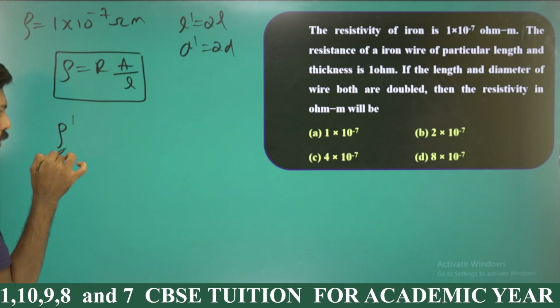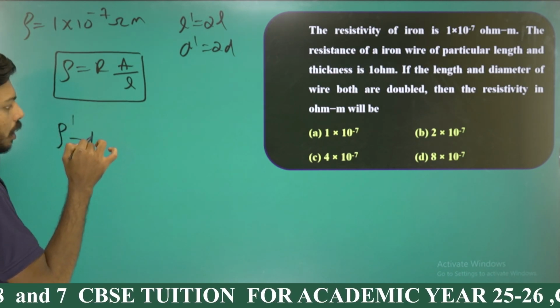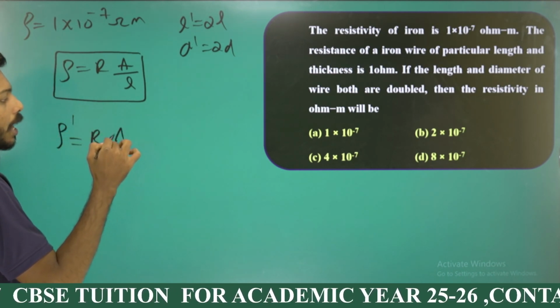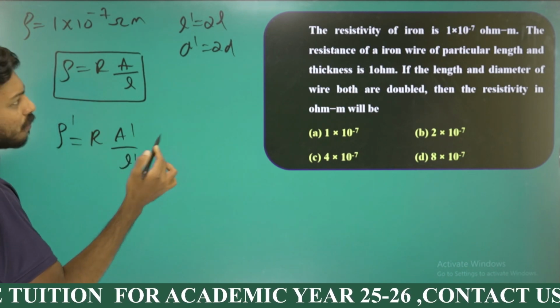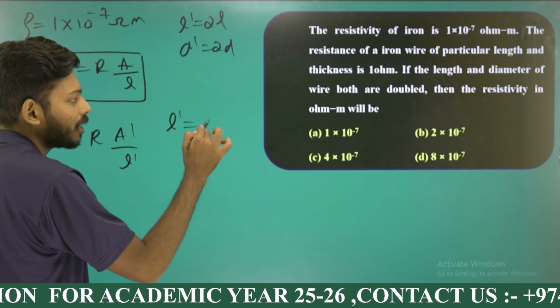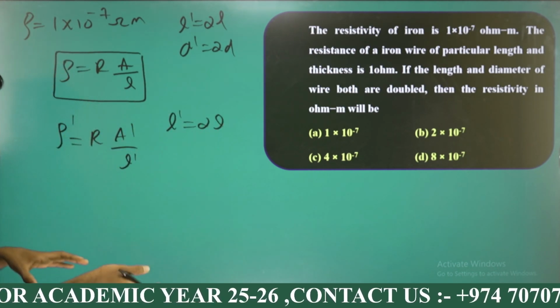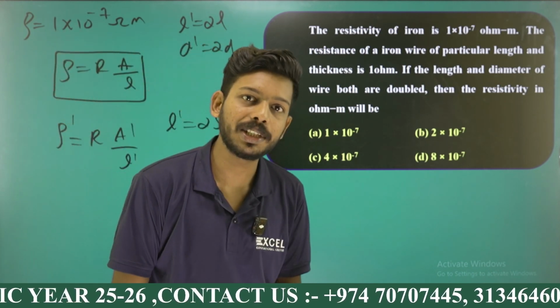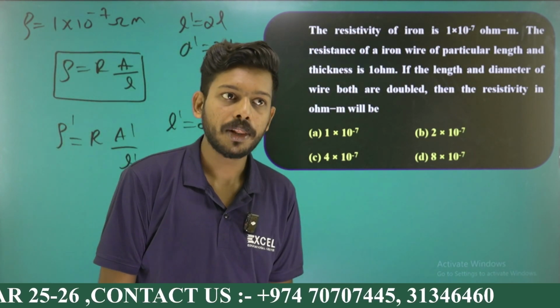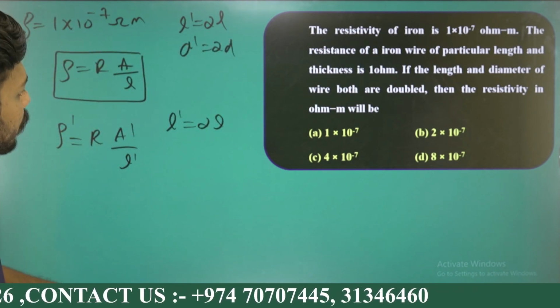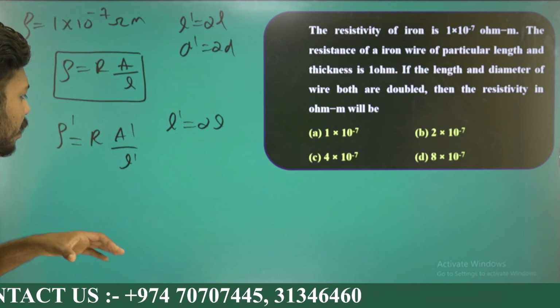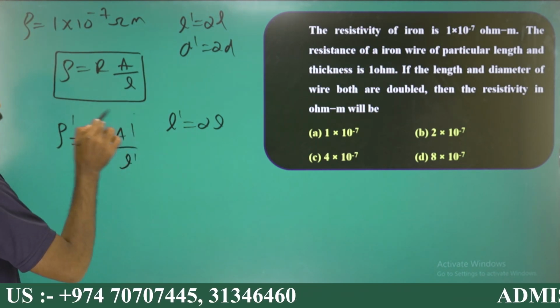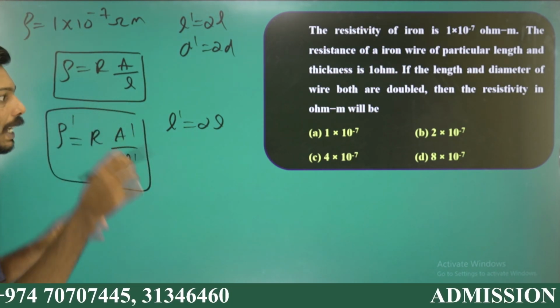So the new value will be rho dash is equal to R, the resistance being exactly the same, A dash by L dash. And many of them put in L dash as 2L and do all the mathematical stuff and get a particular value. But that kind of approach is actually not correct. The first thing you do is exactly the same, and that's not a problem. It's okay, but you have to understand the concept.